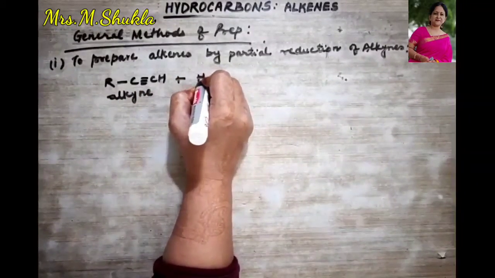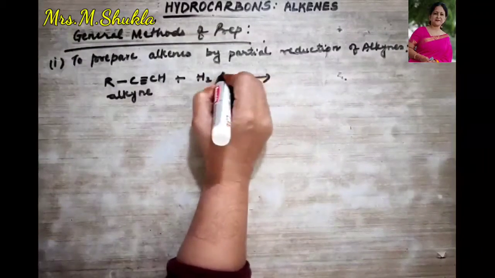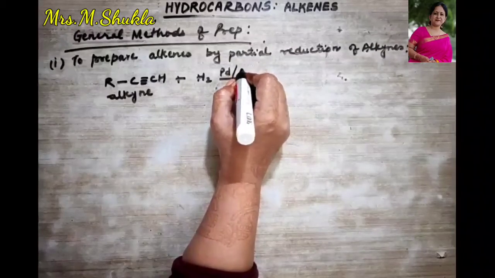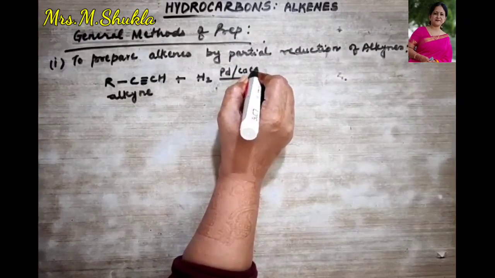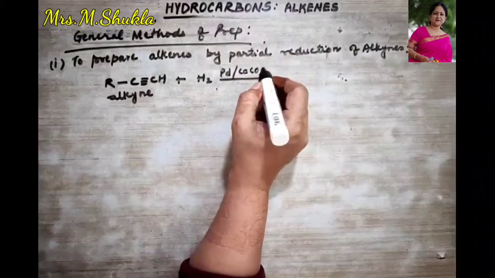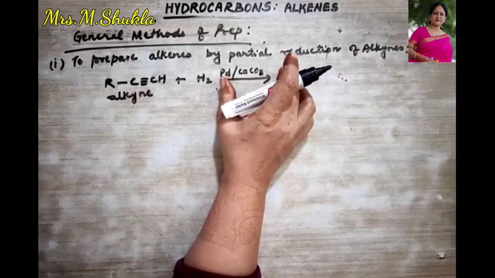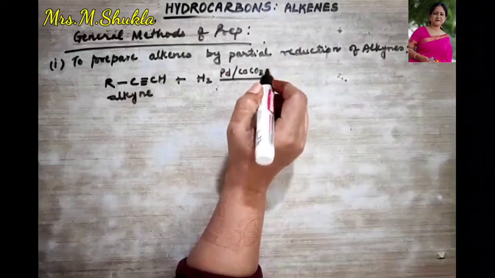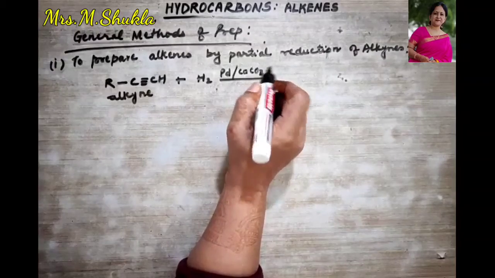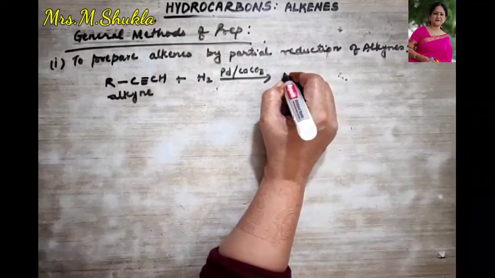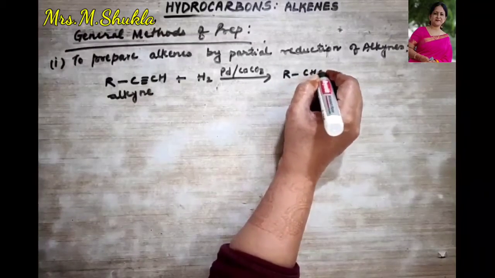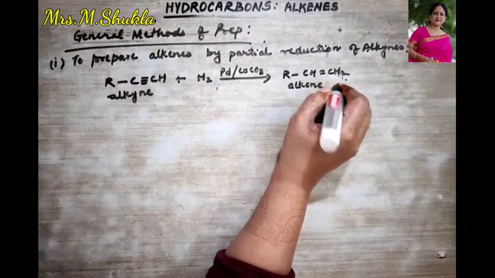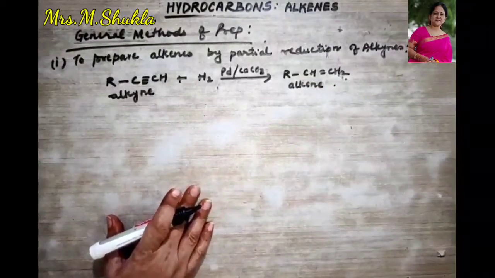Alkyne mixed with hydrogen in the presence of palladium, also supported over calcium carbonate. I hope you all can see it is calcium carbonate, and it is poisoned with lead acetate. When it is poisoned with lead acetate, we obtain alkene, that is CH double bond CH2. This is your alkene that we obtain. So let's take an example.